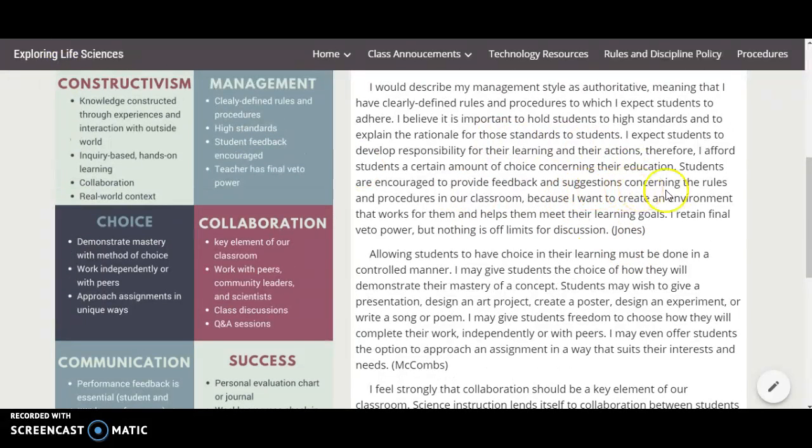Because I want to create an environment that works for my students and helps them meet learning goals, I allow students to provide feedback and suggestions. In fact, I encourage it. Rules and procedures in our classroom can always be modified. However, I retain final veto power.